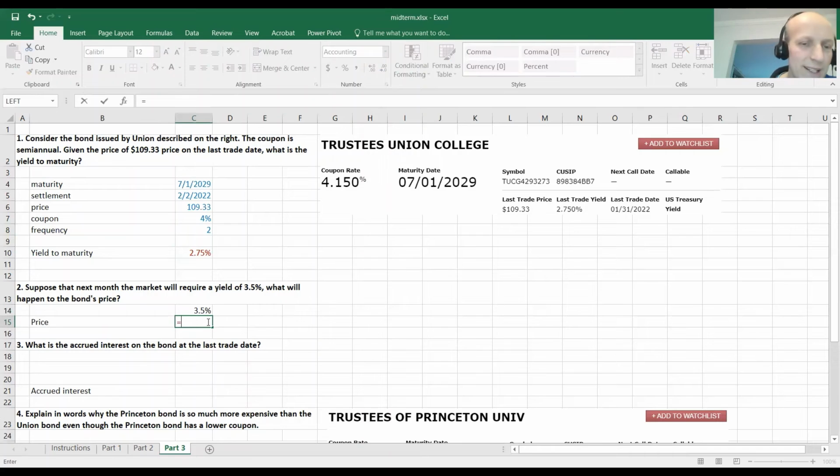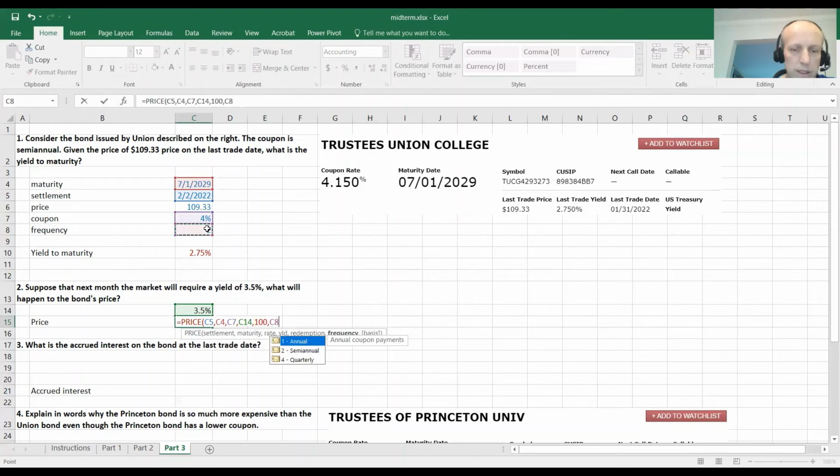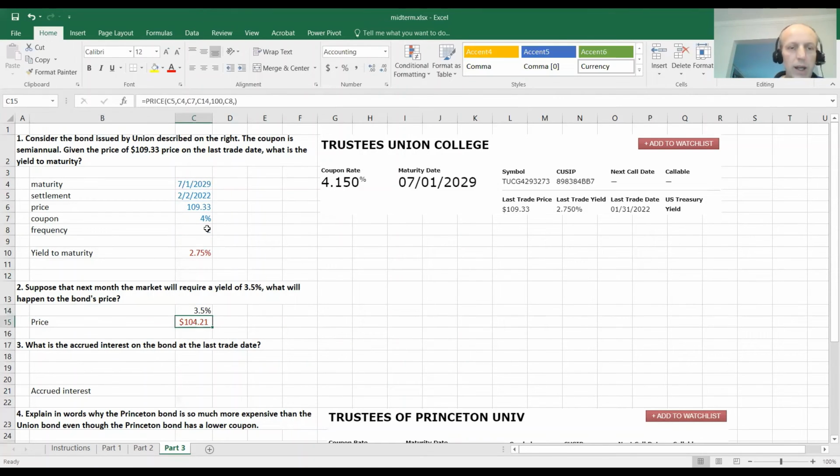If the yield to maturity is 3.5, we clearly expect the price to go down if interest rate goes up. So let's do price, and the settlement is over here, maturity is over here, the coupon rate is over here, yield is over here, redemption, okay, 100, frequency is 2, basis 0 is a default. Anyway, 104.21, it drops, price drops when interest rate goes up.